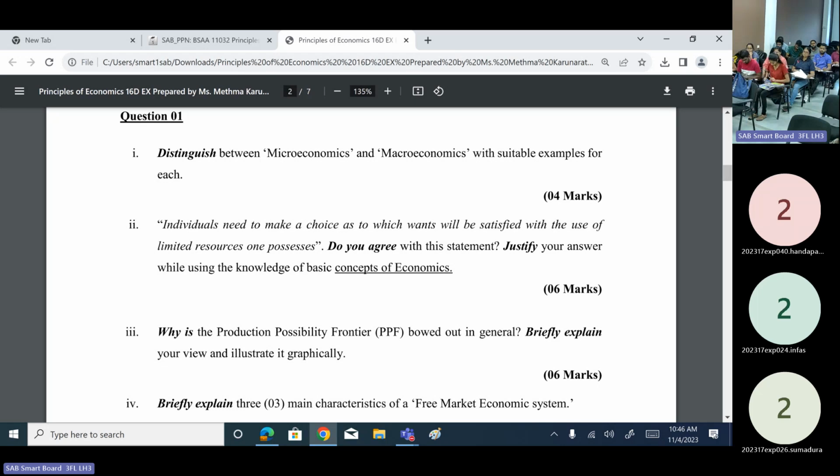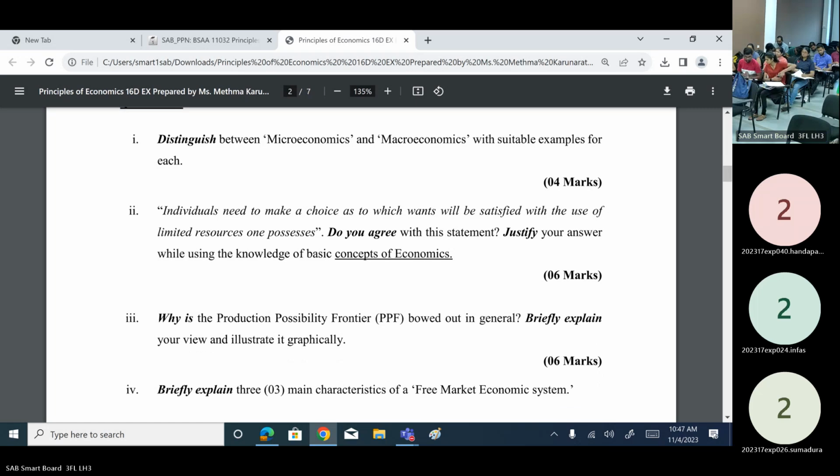Microeconomics, the study of demand for a particular product. You can even give a product, okay? That is microeconomics. The study of inflation for Sri Lanka is macroeconomics. That's an example. You can give a variety of examples, no problem. Is your answer there? Okay, right. So 4 marks, simple as that.